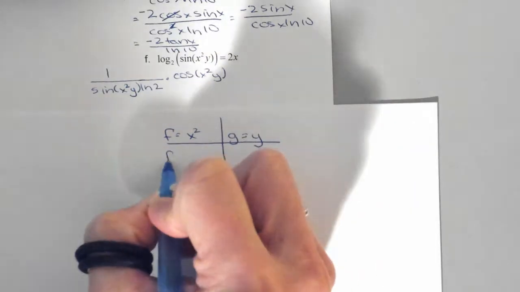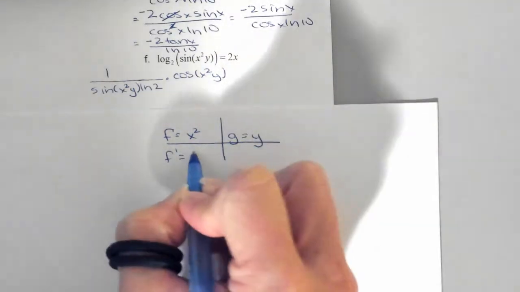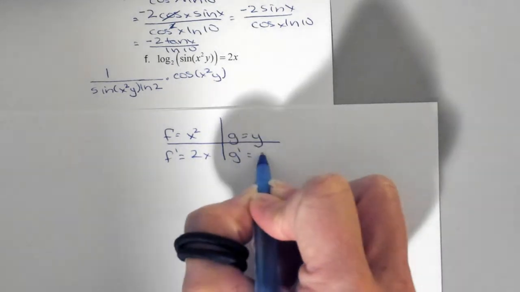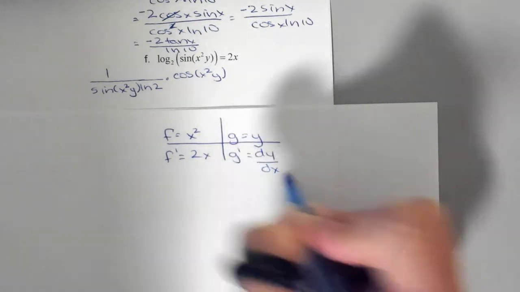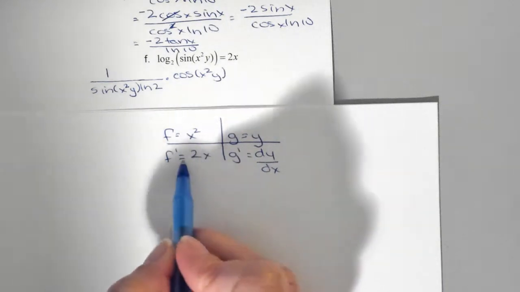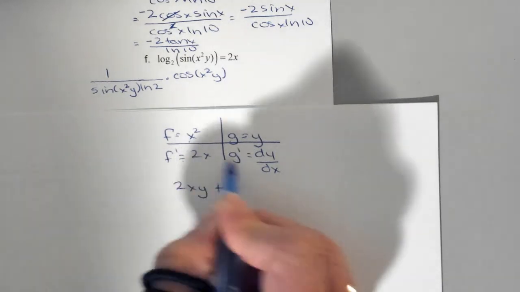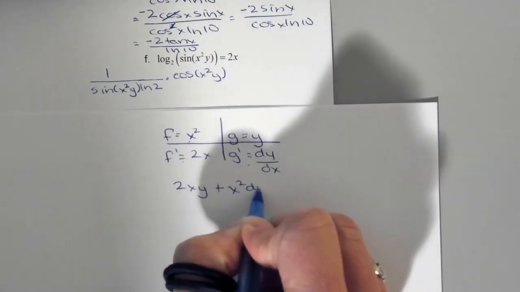Okay, so f prime is 2x. g prime, be very careful, dy dx. Good. So now I've got f prime times g, so this is 2xy plus f g prime, x squared dy dx.